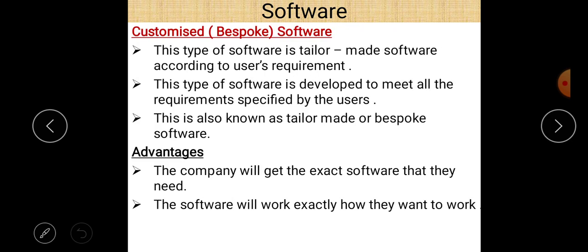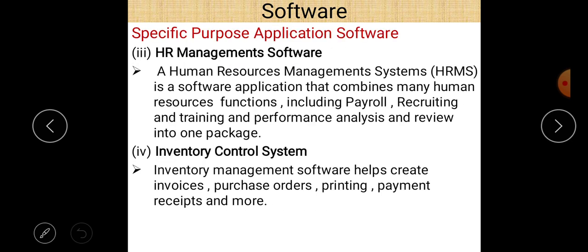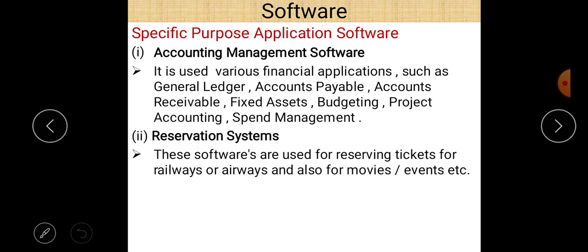So these are the different types of specific purpose application softwares. Basically, four different types are there. Accounting management software is used for accounting purposes, such as to create a general ledger, or to find out fixed assets, project accounting, spend management. These are all done by accounting management software.